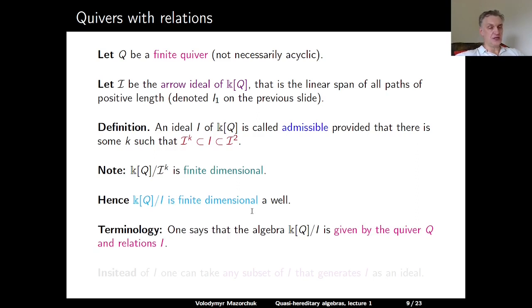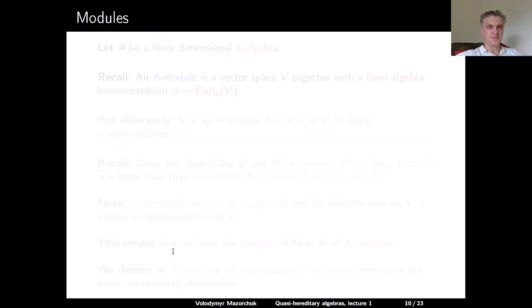And if you have a quotient of some path algebra by some admissible ideal, one usually says that this quotient is an algebra which is given by the quiver Q, which we start with, and the relations given by this ideal, which we factor out. Or instead of the ideal, one can take any subset of this ideal which generates this ideal as an ideal. This is how one can present algebras using quiver and relations.